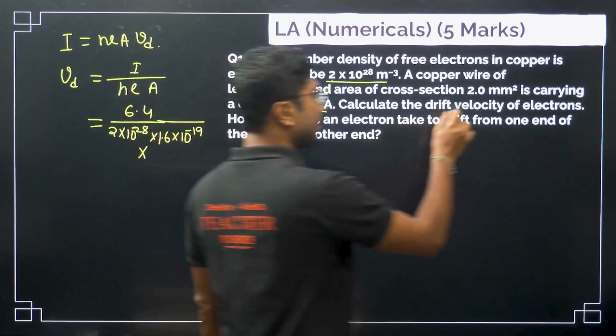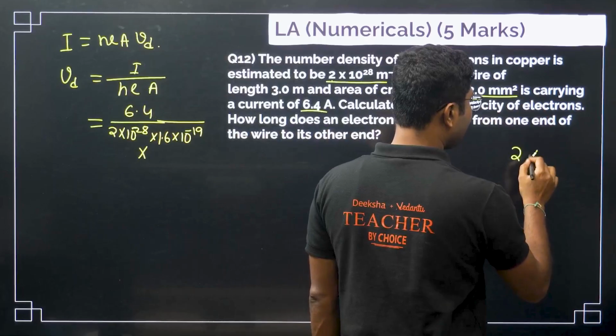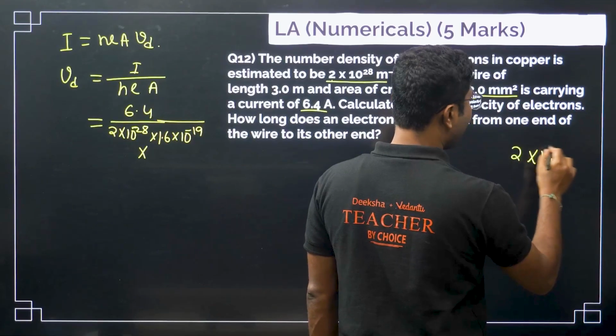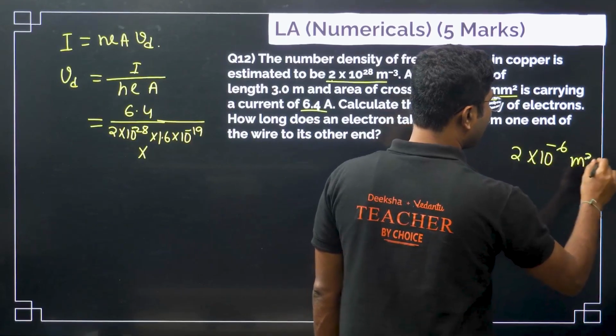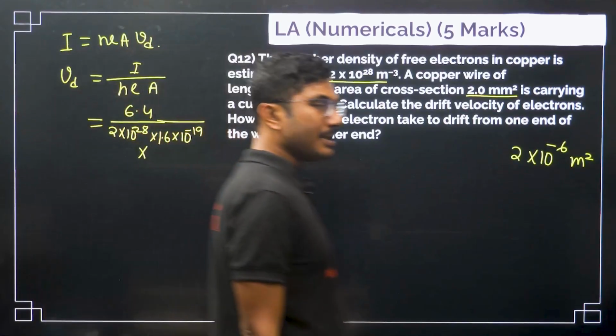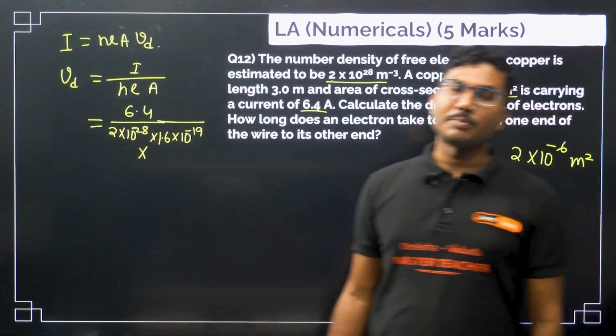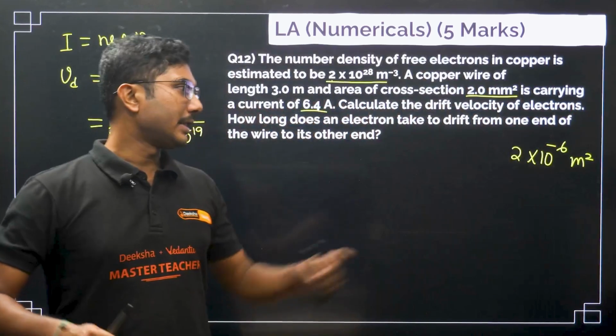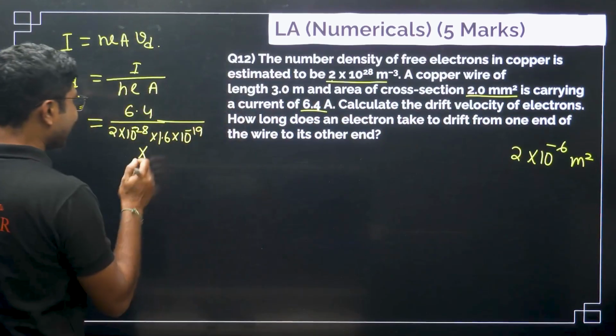area of cross section is 2 millimeter square. 2 millimeter square means 2 into 10 to the power of minus 6 meter square. One millimeter means 10 to the power of minus 3 meter. Millimeter square means 10 to the power of minus 3 whole square. So whole square, that's why 2 into 10 to the power of minus 6.